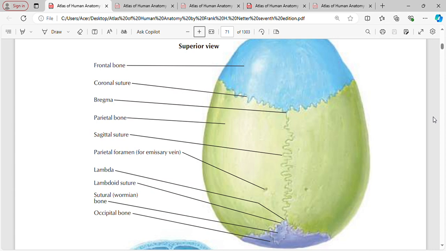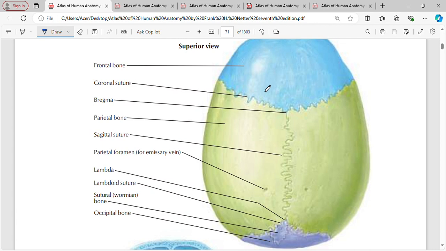So today we'll be discussing the rest of the skull that was left, that is the superior view and the inferior view of the skull, right? We'll discuss the base of the skull in the next lecture because it's a bit detailed. So firstly, if we talk about the superior view of the skull, you should know that there is a presence of only a few bony landmarks.